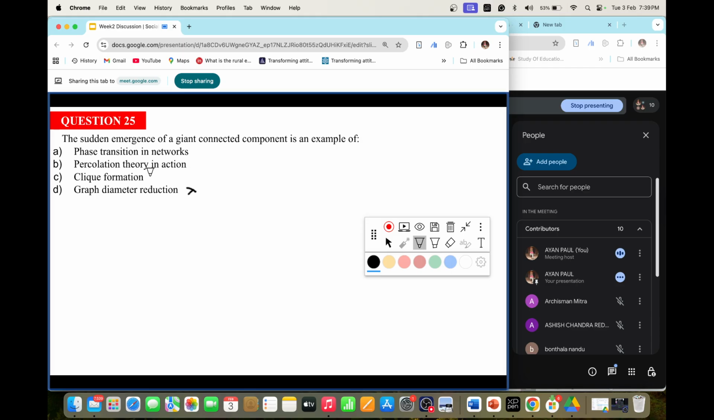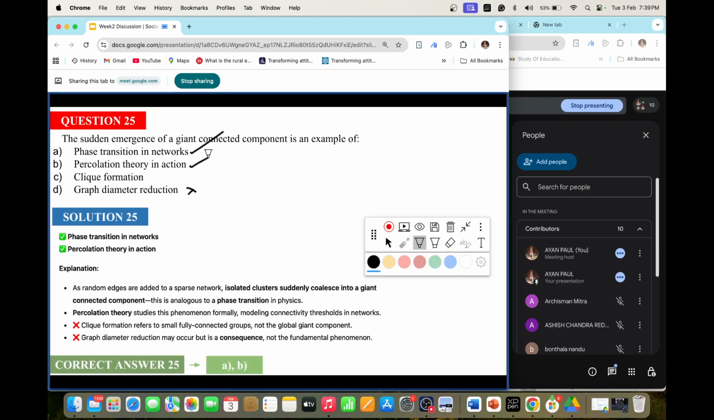Clique formation does not make sense either. Clique formation means a small cluster, so that is also false. Phase transition in networks is true, and percolation theory in action. Only by this does the emergence of connectedness happen. So option A as well as option B is the correct answer over here.